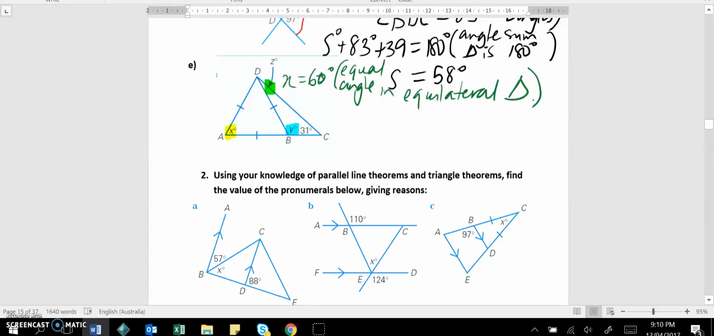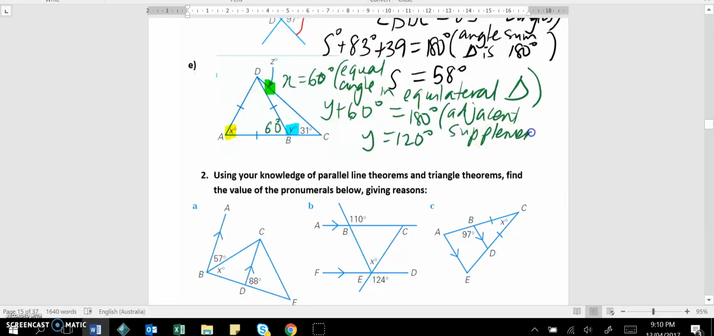So I know x is 60. Then I'm asked to find y, and I'm asked to find z. Okay, so if x is 60, that also tells me this is 60 here because it's an equilateral triangle. So I'm going to write down that y plus 60 equals 180 degrees. And that will then mean that y is 120 degrees. And my reason for that is adjacent supplementary angles. Remember, adjacent just means next to.